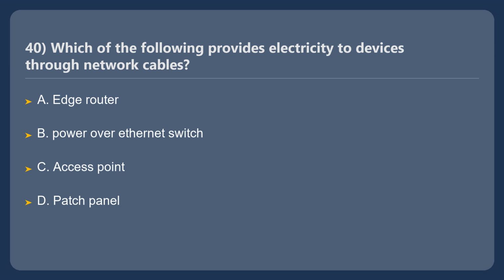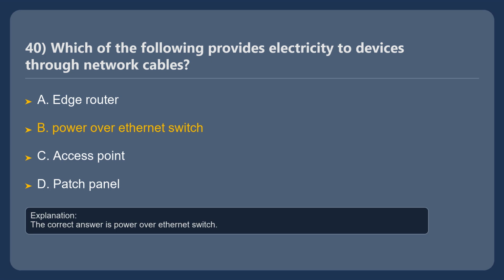Question 40. Which of the following provides electricity to devices through network cables? Option A, edge router. Option B, power over Ethernet switch. Option C, access point. Option D, patch panel. The correct answer is option B, power over Ethernet switch.